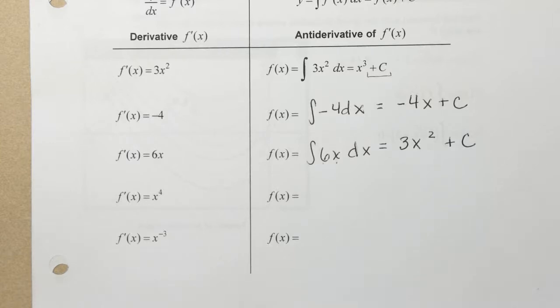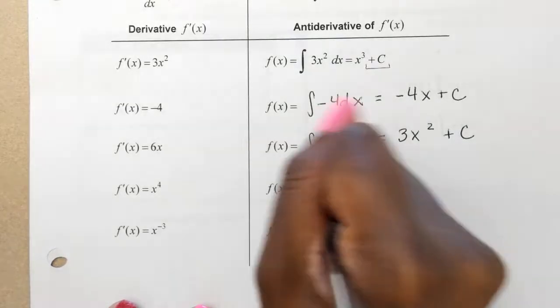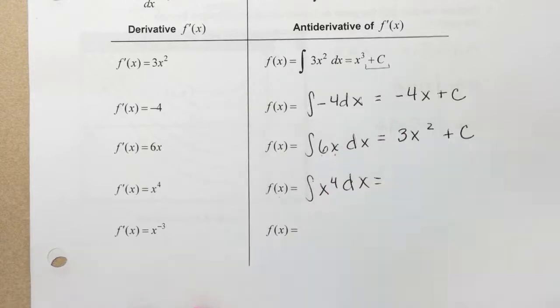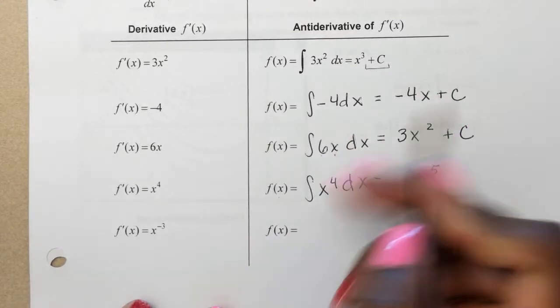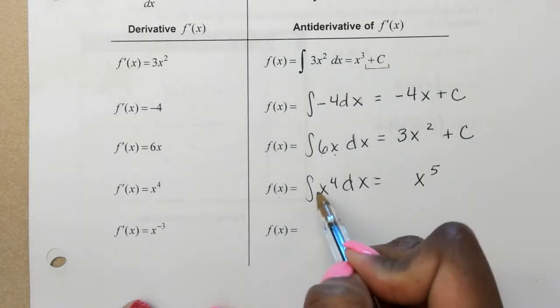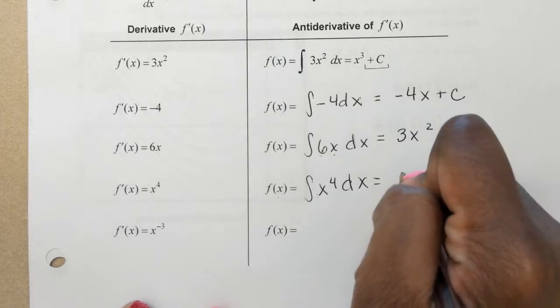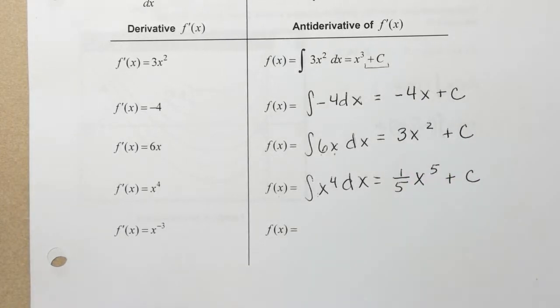And now we have a derivative of x to the 4th. So to find the integral of x to the 4th dx, we want to add 1 to the exponent, so we have x to the 5th. And then we're going to divide the coefficient by our new exponent, so 1 divided by 5, plus c.